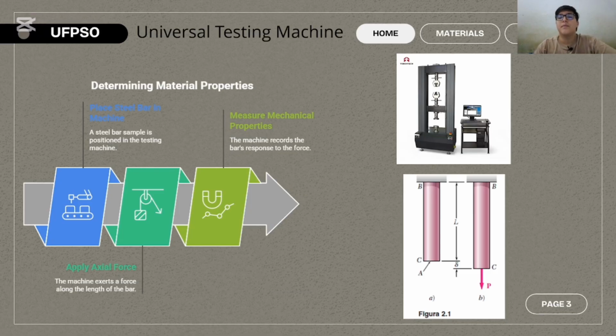That is, for example, the universal testing machine. In the image we can see a bar that has a cross-sectional area and an initial length, and an axial force is applied to the bar along its length.